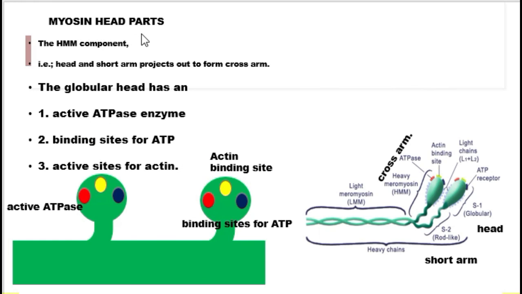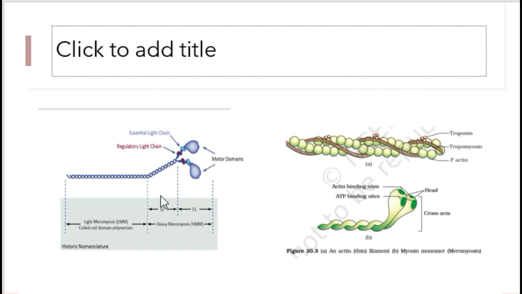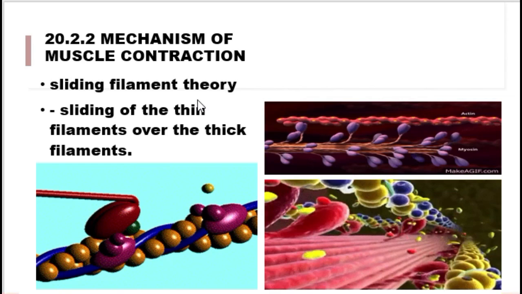Myosin head has various parts. The first part is the active ATPase enzyme site, then the binding site for ATP, then active sites for actin attachment. You can see three different colors. The first, red color, is the ATPase site. Then yellow color is the actin binding site. Then this blue color is the ATP receptor site. These are the regions of meromyosin. So it consists of a tail region, a short arm and the head region. In the next class we will see about the mechanism of muscle contraction.